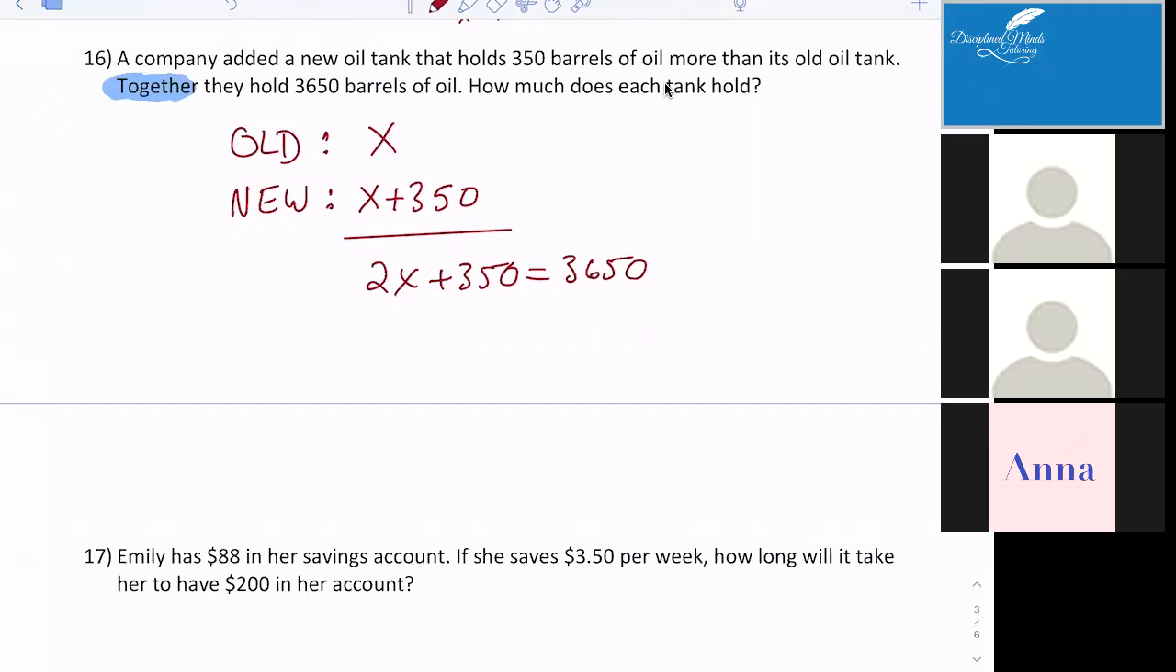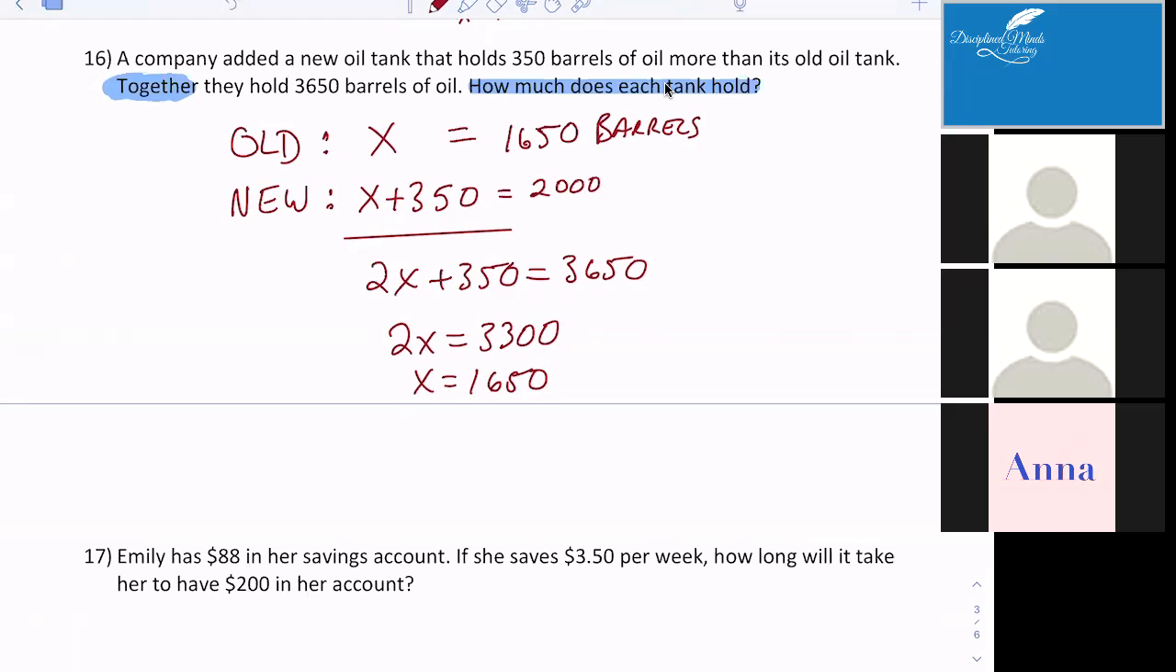All right, now let's solve this. Everybody subtract 350. What do I get? 2x equals 3,300. So x equals 1,650. Now it says, how much does each tank hold? So the old holds what? 1,650. 1,650 what? Barrels. And the new holds 2,000.